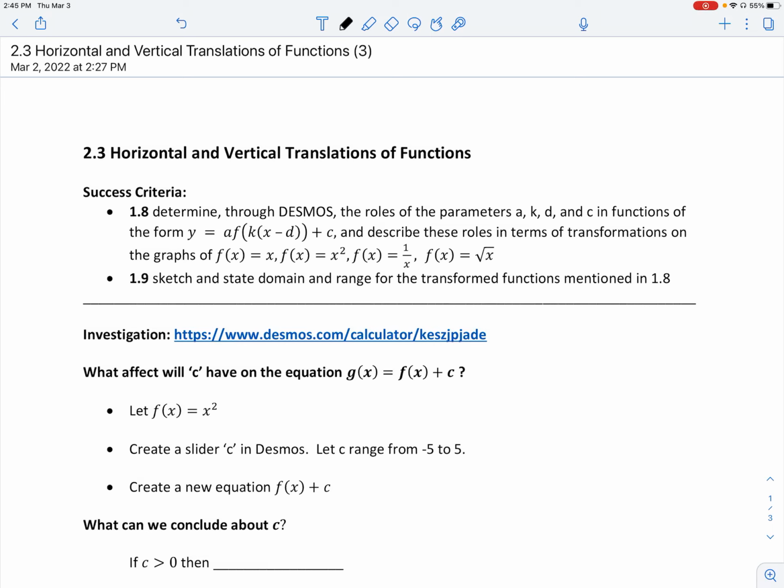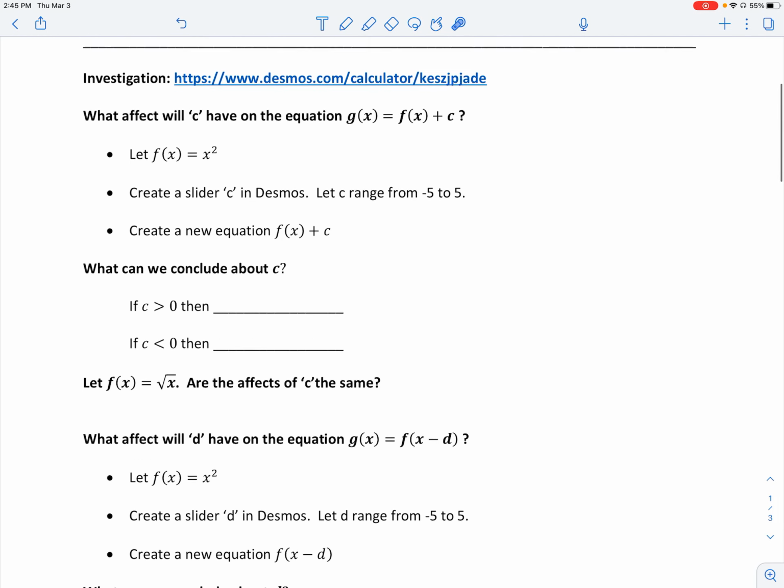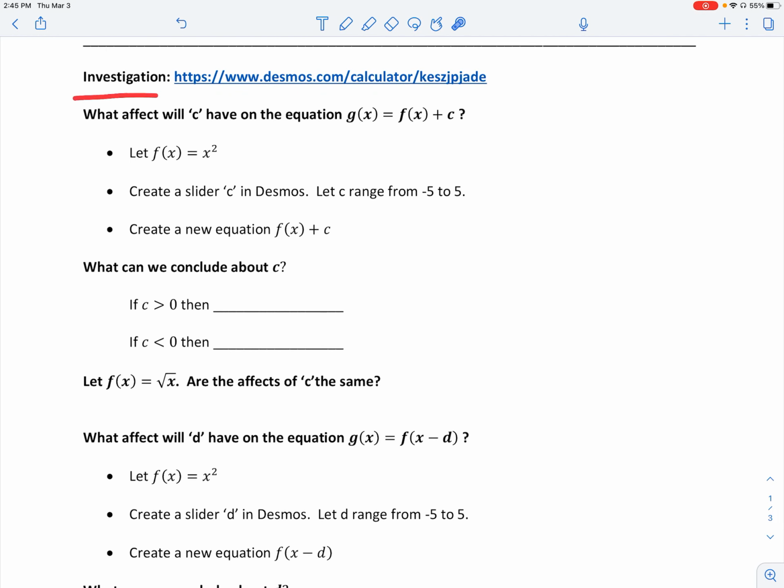Hi, welcome to 2.3 horizontal and vertical translations of functions. We're going to skip the success criteria for now. We'll get back to it later. We are going to begin with an investigation.